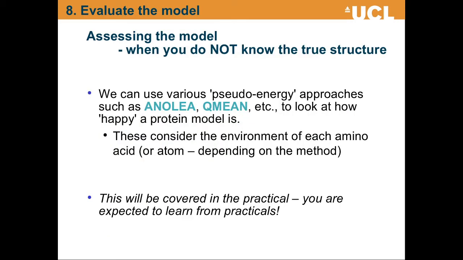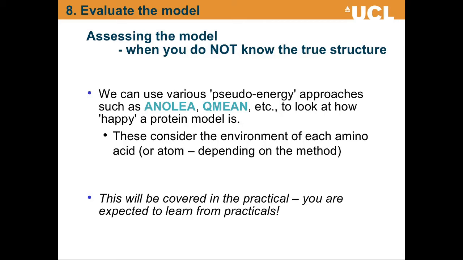In the final step 8, we evaluate the quality of the model. Now, normally you do not know what the correct structure should be. And so we have to use methods that basically look at a protein structure, or a model of a protein structure, and try to evaluate how likely it is that this is correct, just based on its intrinsic properties. And a common way of doing that is to use what's known as a pseudo-energy or statistical potential.